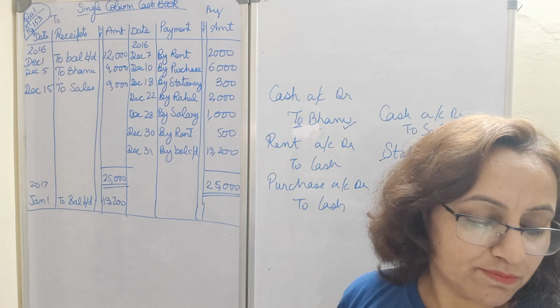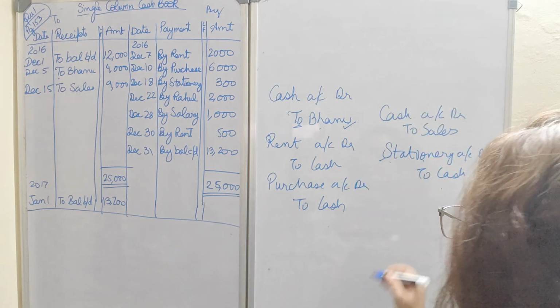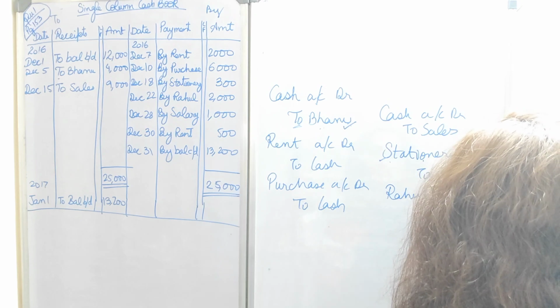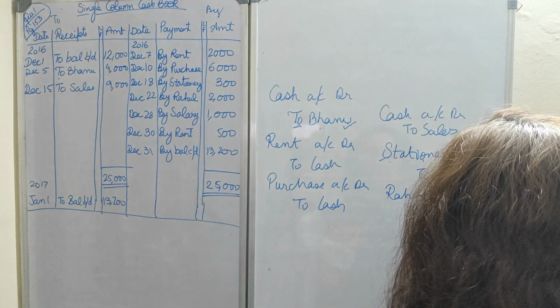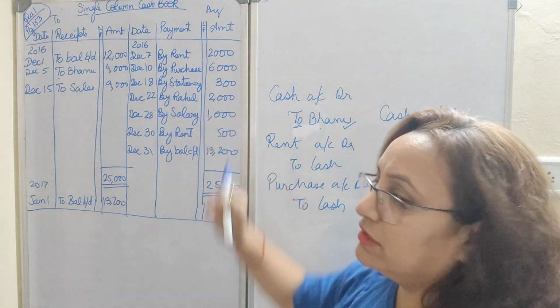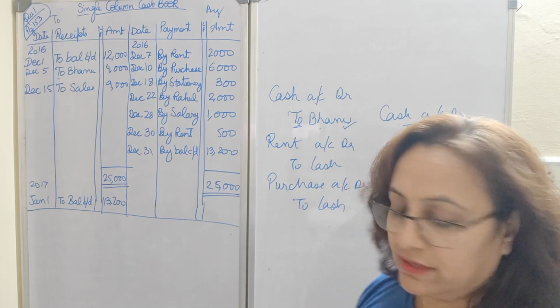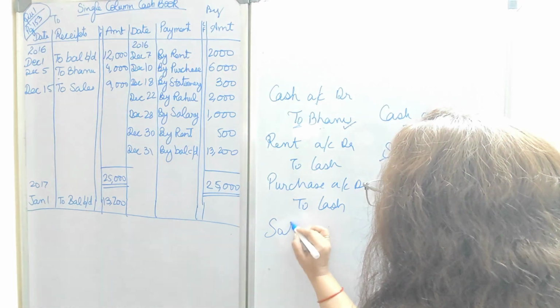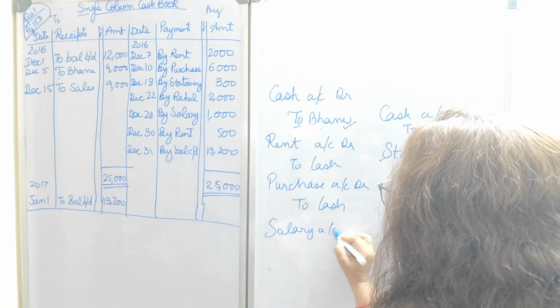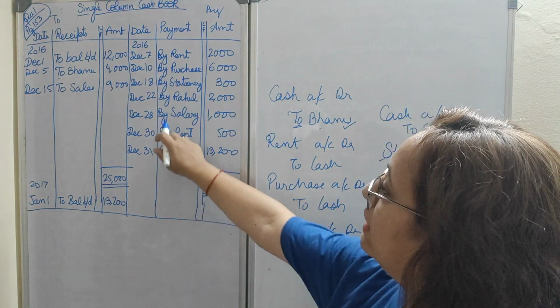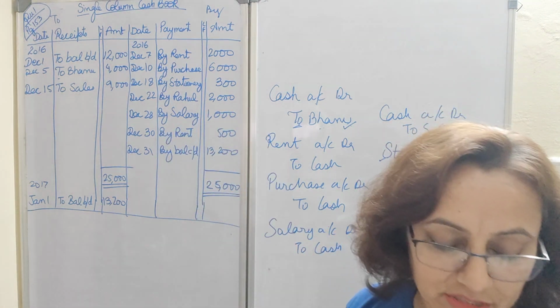Then cash paid to Rahul on account. So who is the receiver? Rahul account debit to cash. So Rahul is written over here in the credit side as 2,000. Now paid salary. Again the entry will be salary account debit to cash. So on the payment side again salary will be written as 1,000.